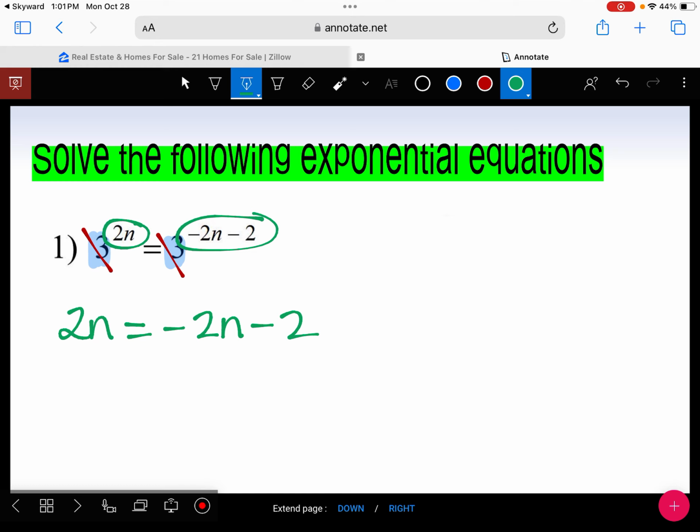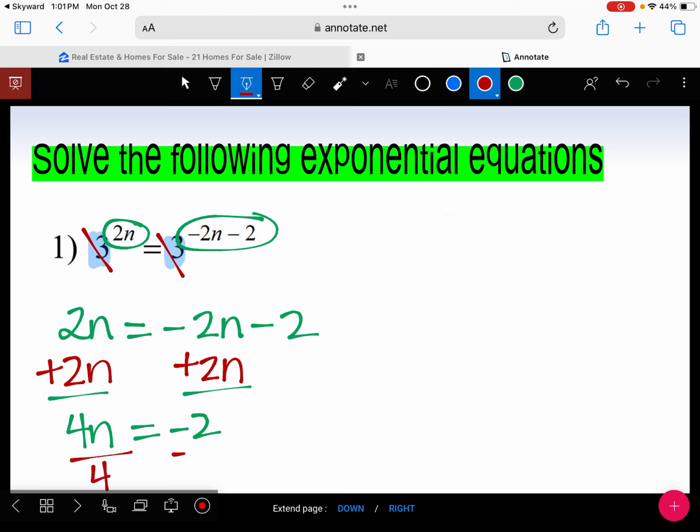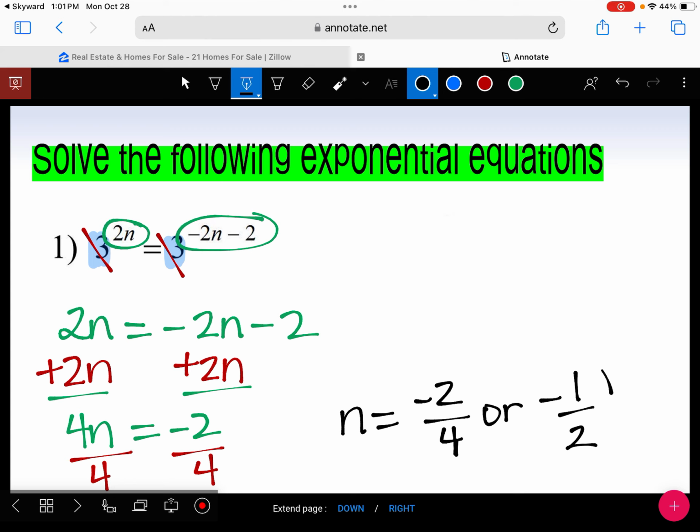So we started off with 1 easy because we already had a common base. So we just cancel it. So I'm going to add my 2n, which gives me 4n equals negative 2. And then I'm going to divide by 4. So I get that n equals negative 2 over 4, which can reduce to negative 1/2. Negative 1/2 is what I'm looking for to get full credit. And that's it. Any questions?